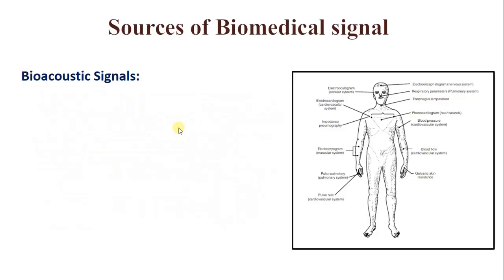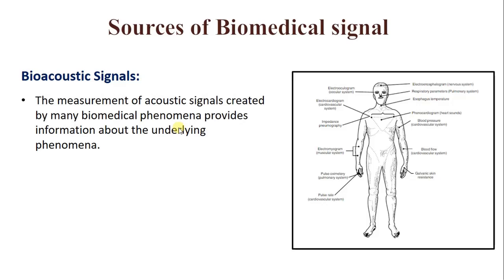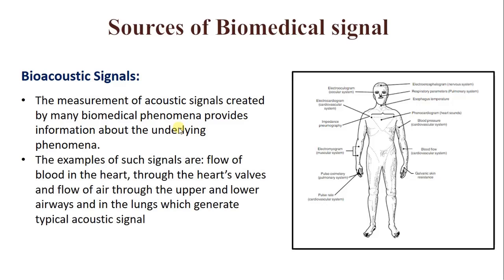The other source of biomedical signal is the bioacoustic signal. The measurement of acoustic signals created by any biomedical phenomena provides information about the underlying phenomenon. Examples of such signals are the flow of blood through the heart walls, as I told you earlier, and the flow of air through the upper and lower airways in the lungs, which generate typical acoustic signals. So the best example of measurement of bioacoustic signal is the phonocardiograph. I told you earlier when we were discussing the introduction of this particular unit.